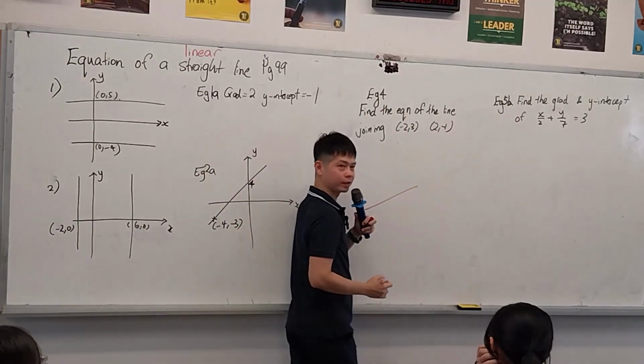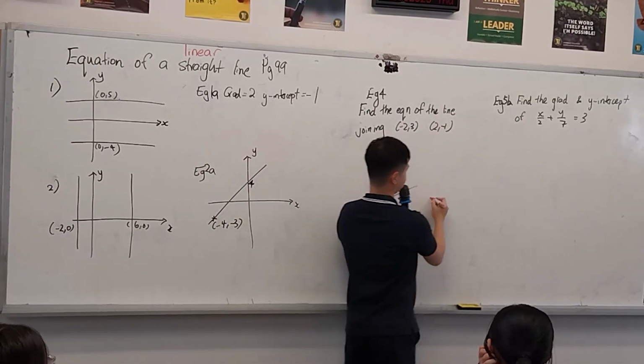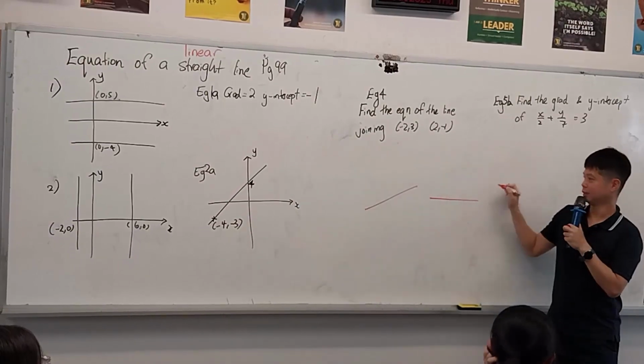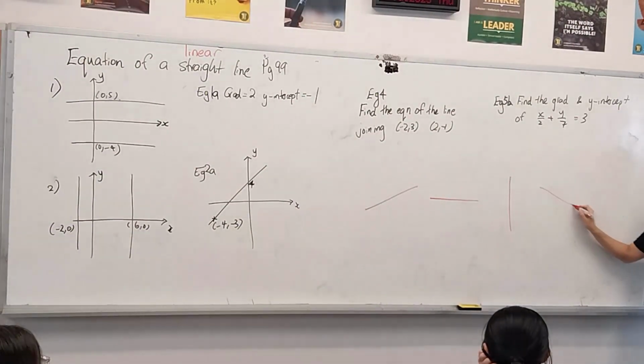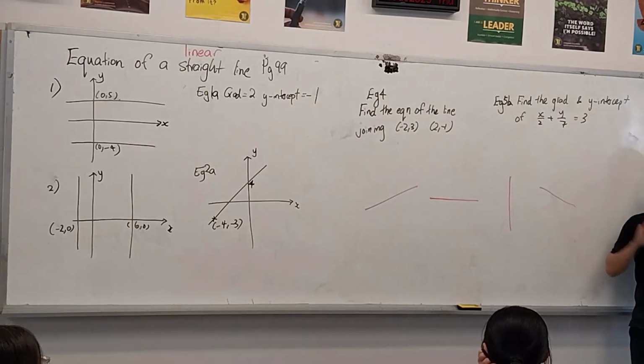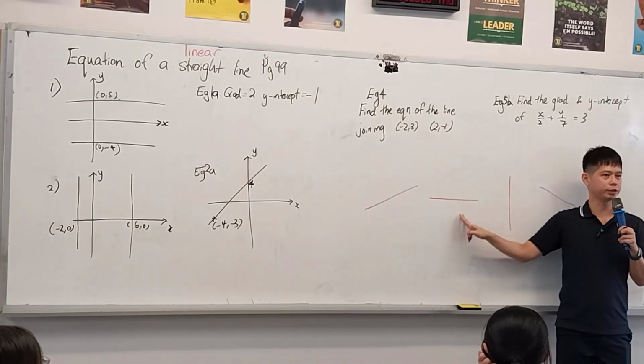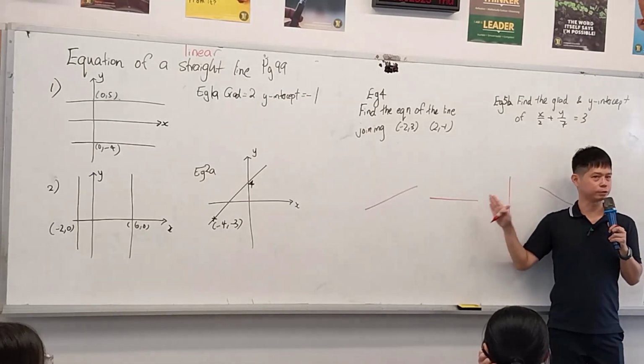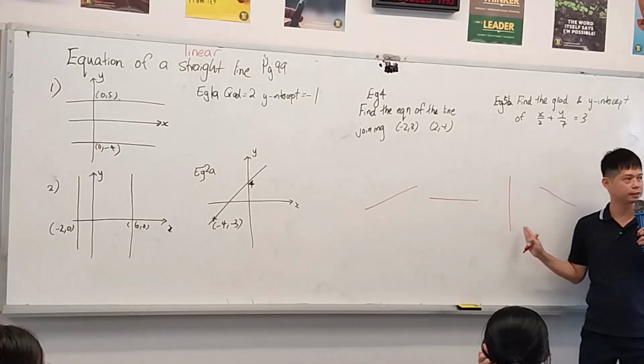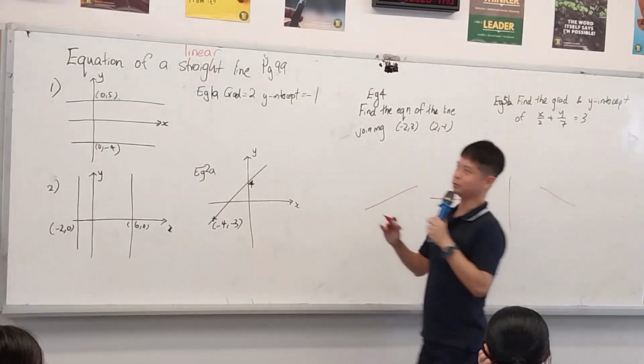Is this a straight line? Is this a straight line? Is this a straight line? Is this a straight line? Yeah, so there are four types of straight line. Now, what do you call this type of straight line? It's a special name, type H. Okay, this is what we will refer to as a horizontal line. This is a vertical line.